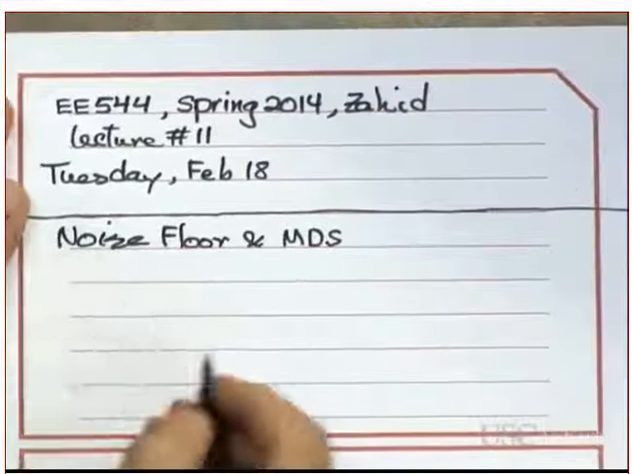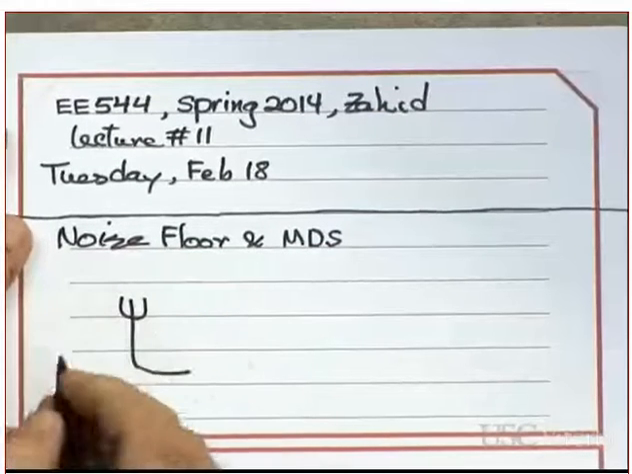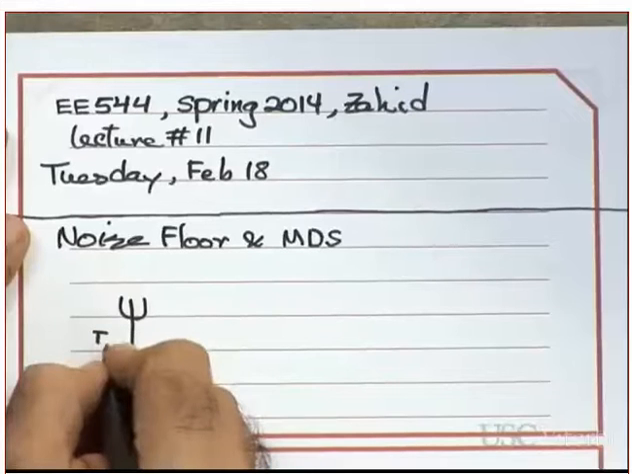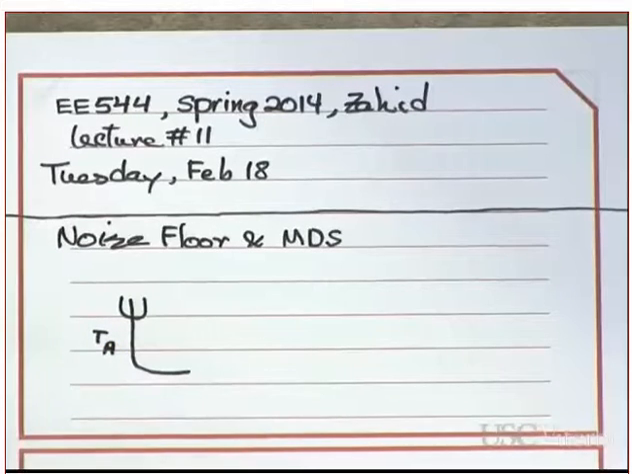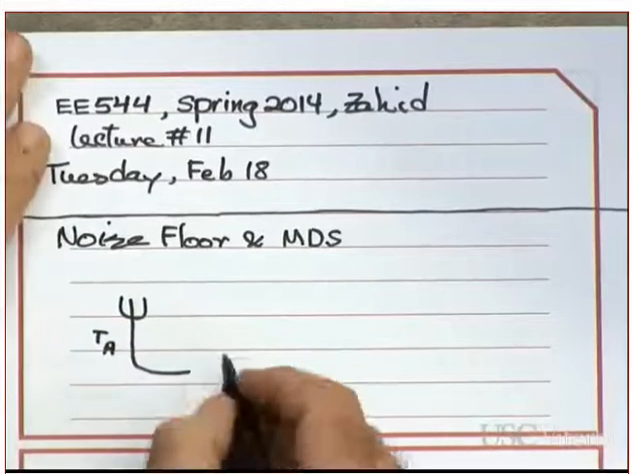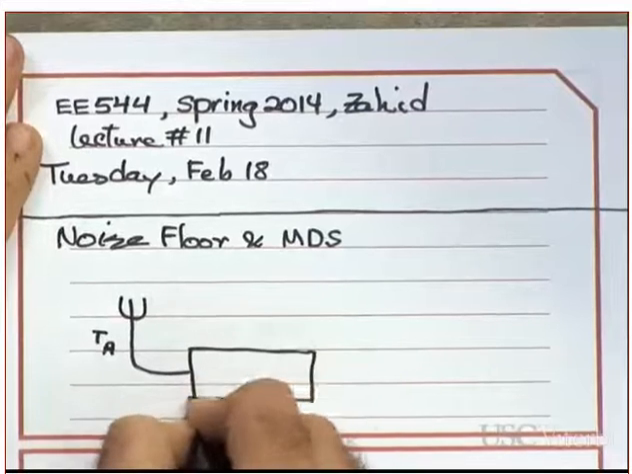Okay. Now, let's start with the noise floor first. I have an antenna. The antenna is at temperature what? T sub A. That will be given in the problem. Are you following me or not? That T sub A will be given in the problem. Then I have the what? The front end.